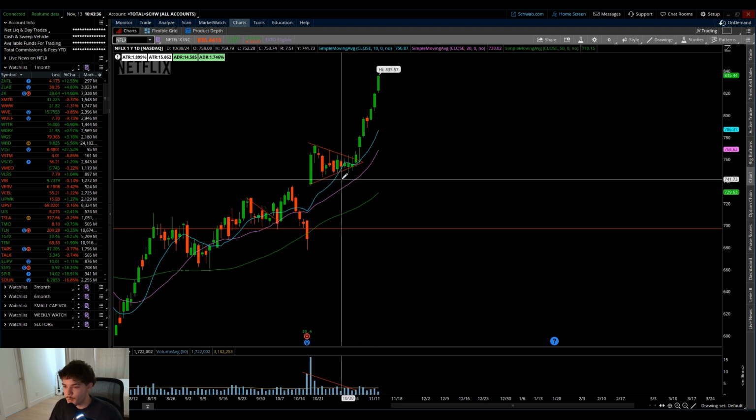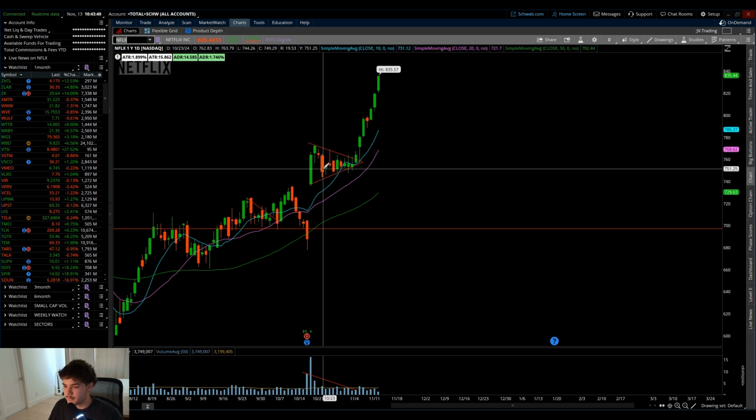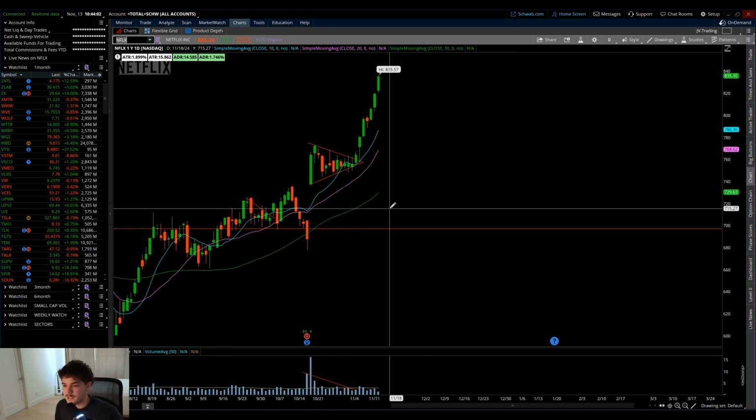You can call this a flag, wedge, pennant, whatever you want to call it. But you want to look for a stock that makes a big move, pulls back, consolidates with higher lows, lower highs, and then breaks out on high volume. So think of the setup as like a coil. The stock expands and then starts to contract a little bit. Volatility is contracting, volume is dying out. It's getting tighter and tighter.